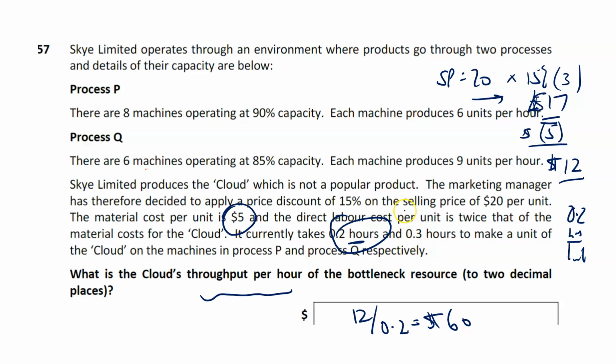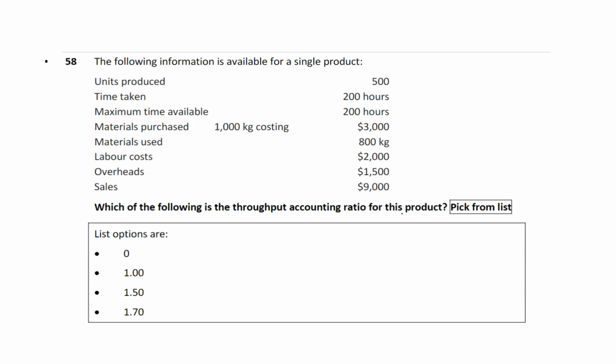So you can see that sometimes you might get a question that just wants you to focus on the steps; you almost need to go through them to see where the bottleneck is and then work to that. Okay, let's look at question 58. What is the throughput accounting ratio? So typically I find the return per hour first, then the factory cost per hour, and then I can find the throughput ratio, because that's that divided by that.